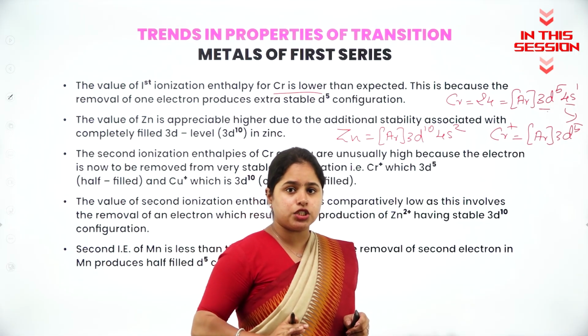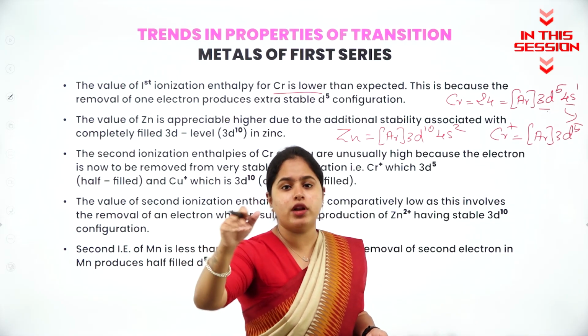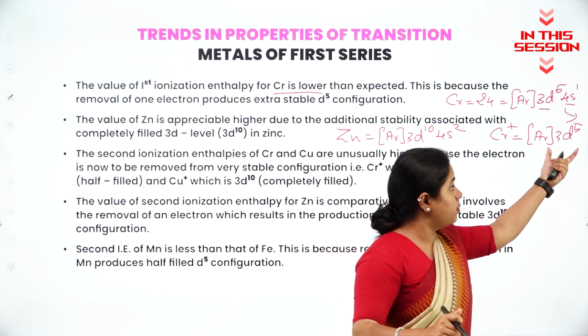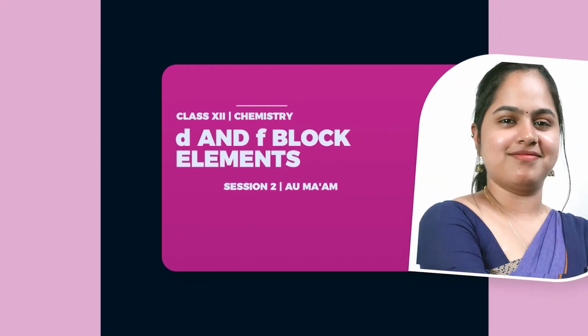Now second ionization enthalpy means from Cr+ I am going to convert it into Cr2+. One more electron I have to remove. That means from the stable electronic configuration I have to remove one more electron.